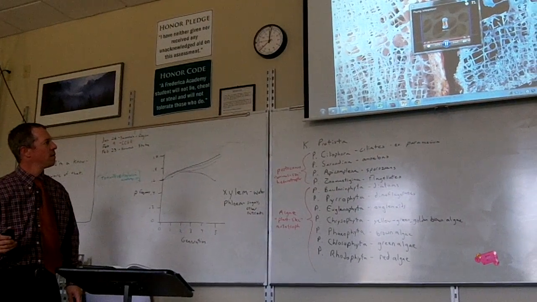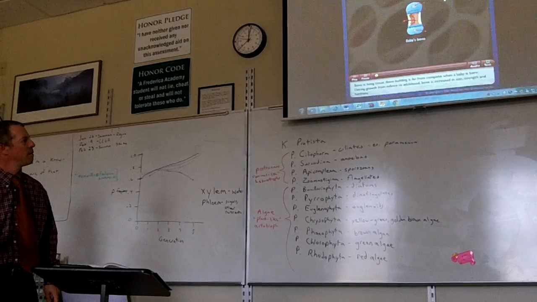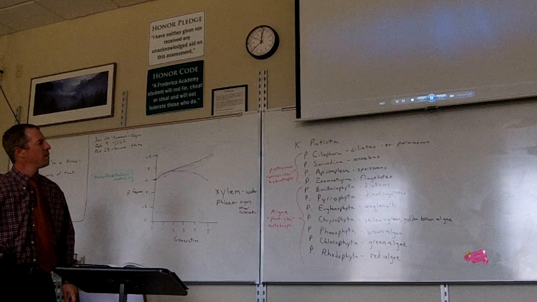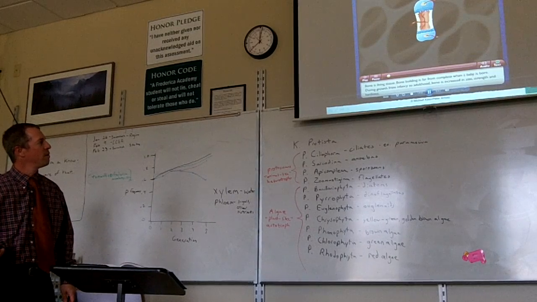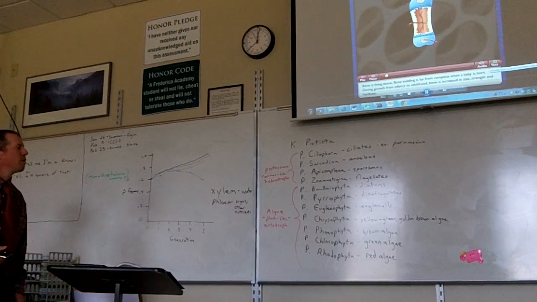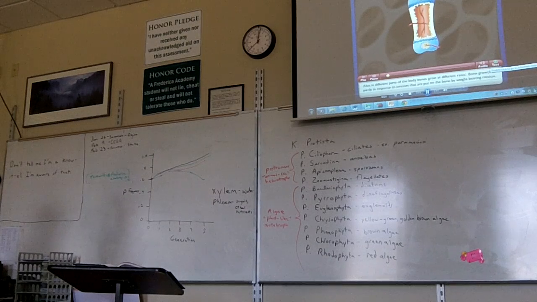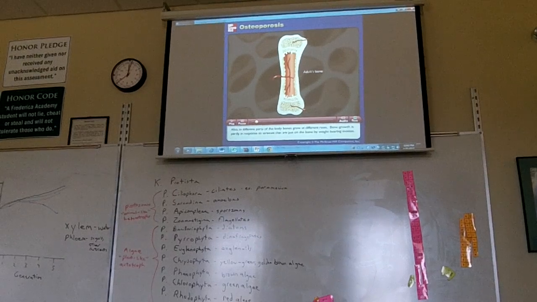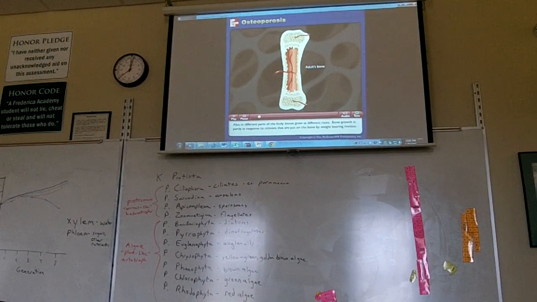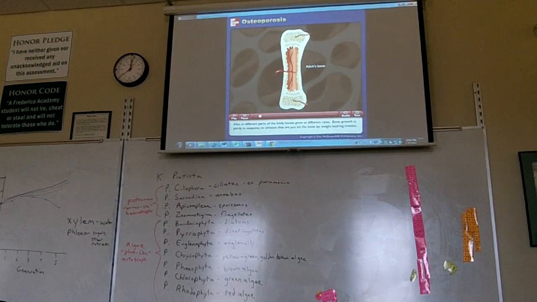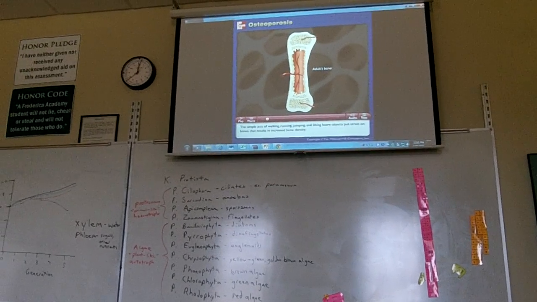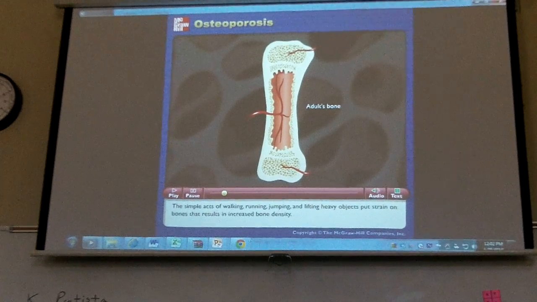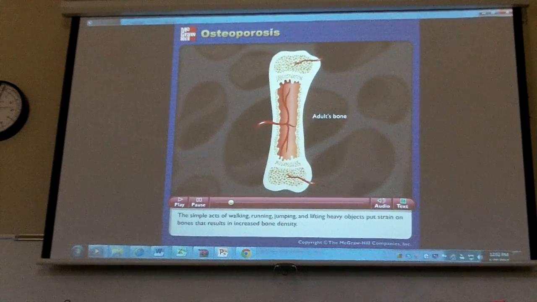Bone is living tissue. Bone building is far from complete when a baby is born. During growth, from infancy to adulthood, bone is increased in size, strength, and hardness. Also, in different parts of the body, bones grow at different rates. Bone growth is partly in response to stresses that are put on the bone by weight-bearing motion. The simple acts of walking, running, jumping, and lifting heavy objects put strain on bones that results in increased bone density.